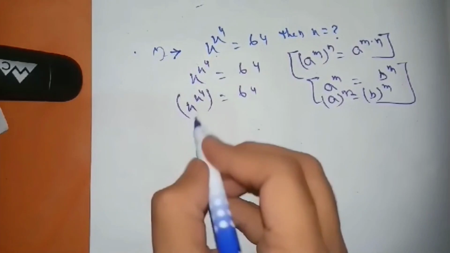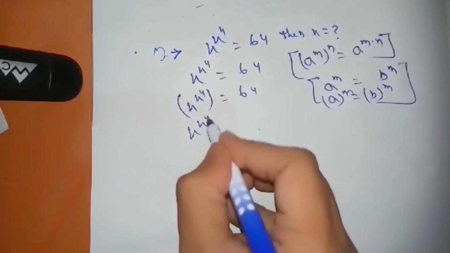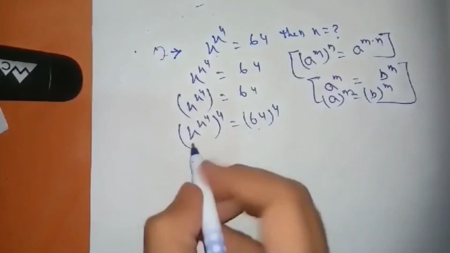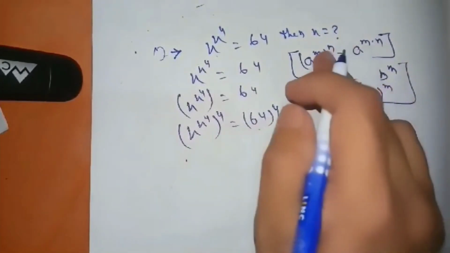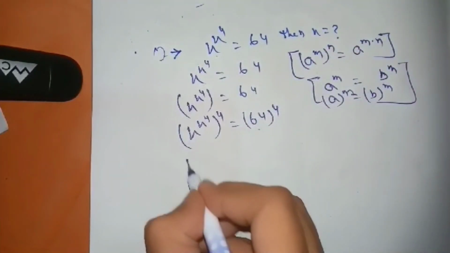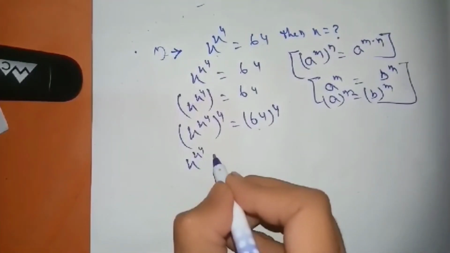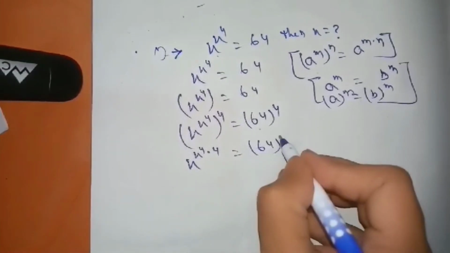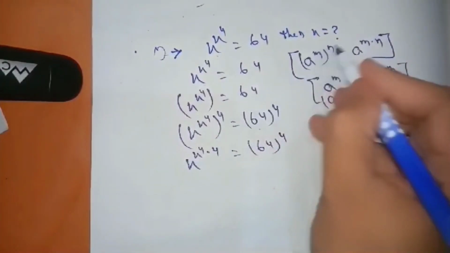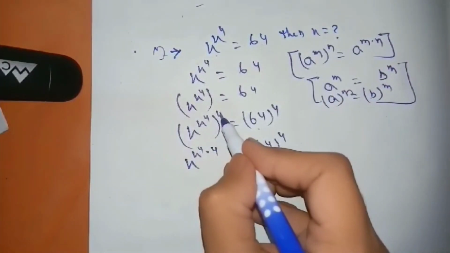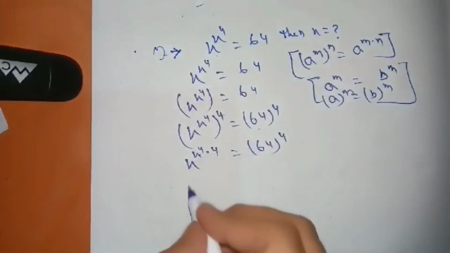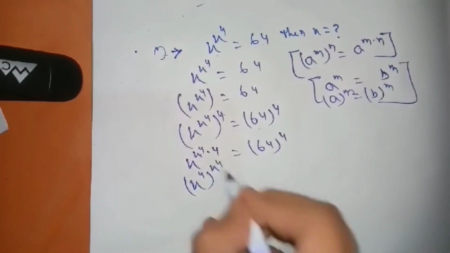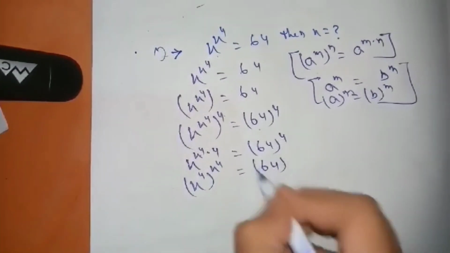We are going to take power 4 on both sides, so x to the power 4, all to the power 4, equal to 64 to the power 4. Now we are going to apply this formula, so it can be written as x to the power 4 times 4 equal to 64 to the power 4, because we can multiply power to power. So here x to the power 4 and its power is 4, so we can multiply this. Now we can write it as x to the power 4, to the power x to the power 4, equal to 64 to the power 4.